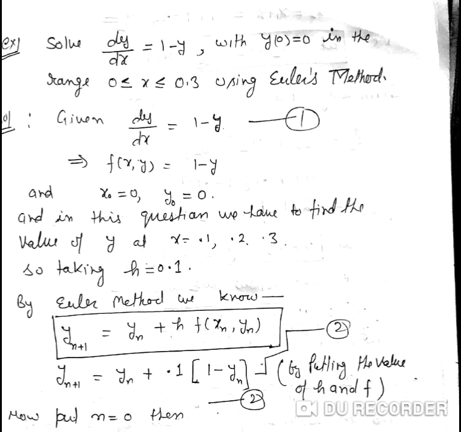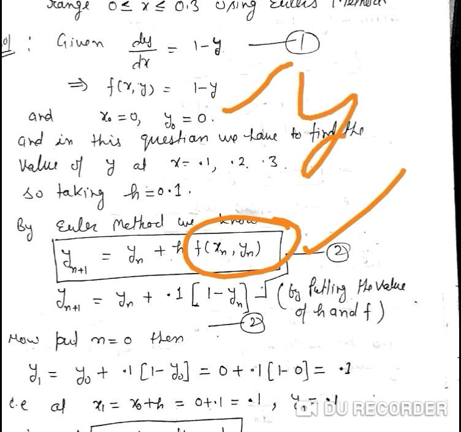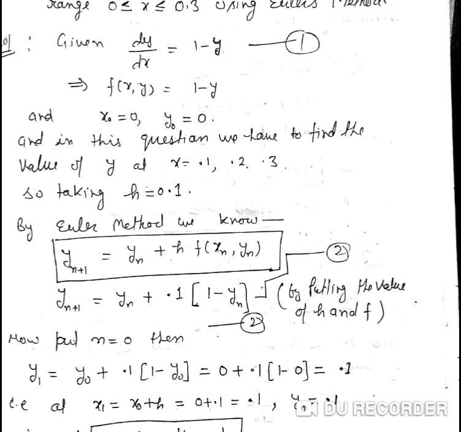ठीक है, so now we know the formula. This is the formula for the Euler method: y(n+1) is equal to yn plus h f(xn,yn). ठीक है, now put the value of f. What is f? f(x,y) is equal to 1 minus y. Now here y, here is f(xn,yn), so we replace y by yn. तो f(xn,yn) की वैल्यू क्या होगी? The value of f(xn,yn) will be 1 minus yn, और h is equal to 0.1. ठीक है, so we got equation number 2.